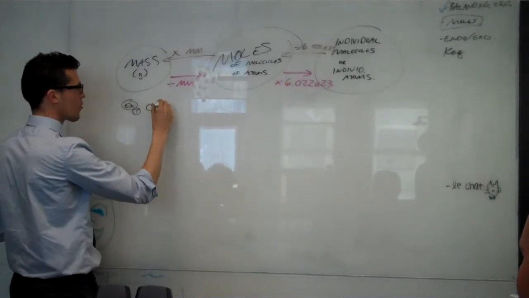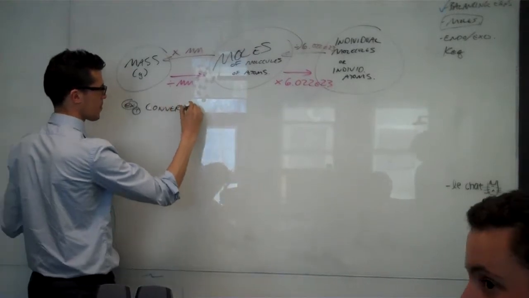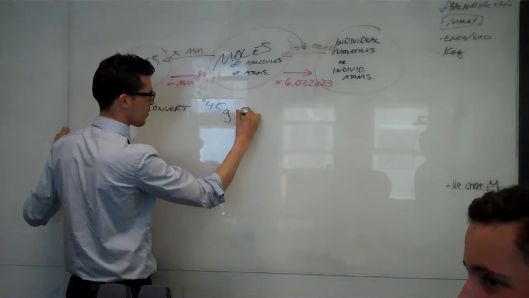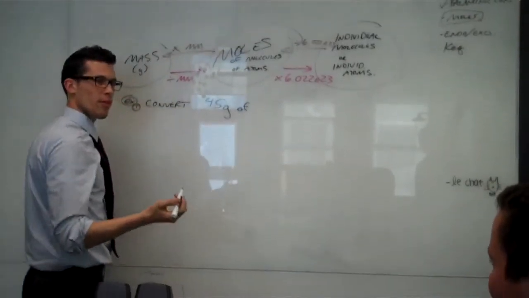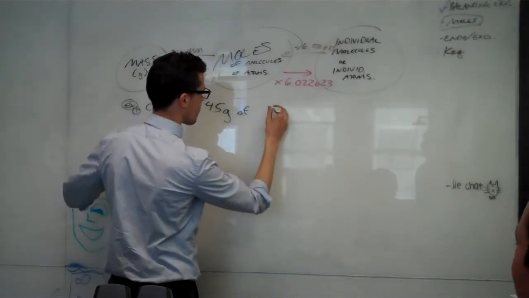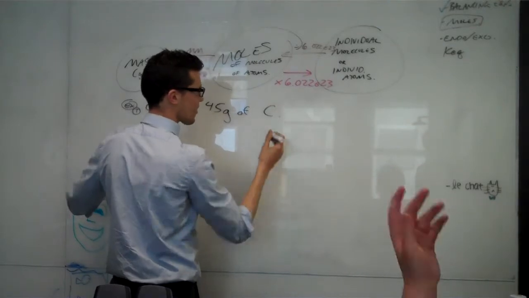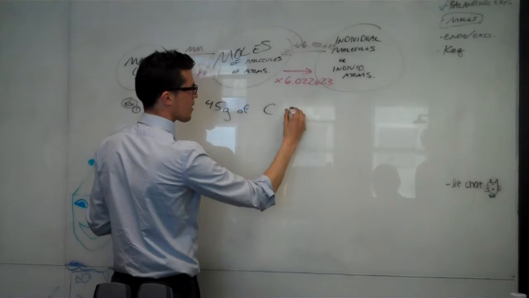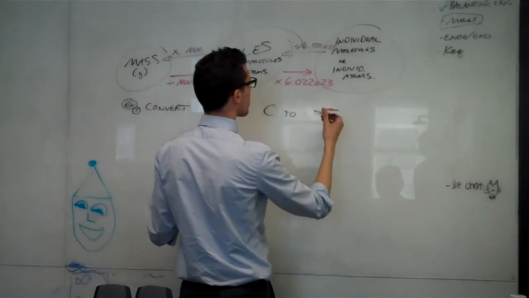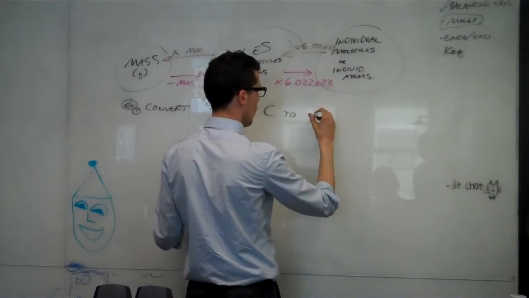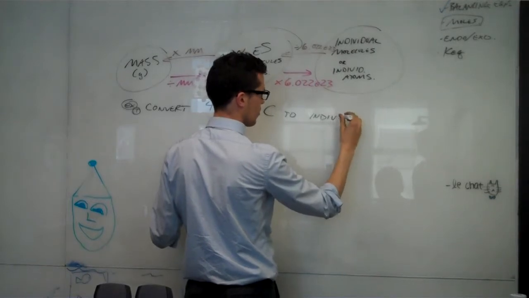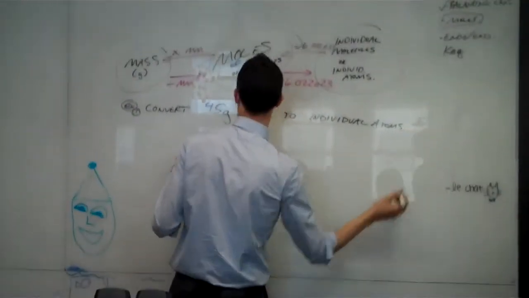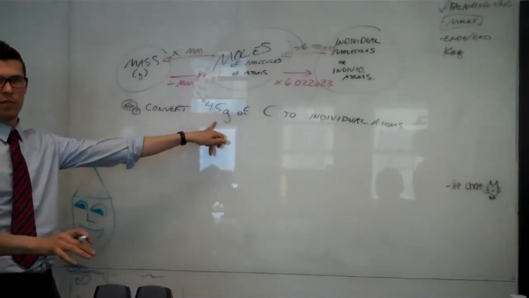Okay. So example, convert 45 grams of carbon. Let's just do carbon. But we got to convert it to something. We're going to convert it to individual atoms. So how many atoms are in 45 grams of this?